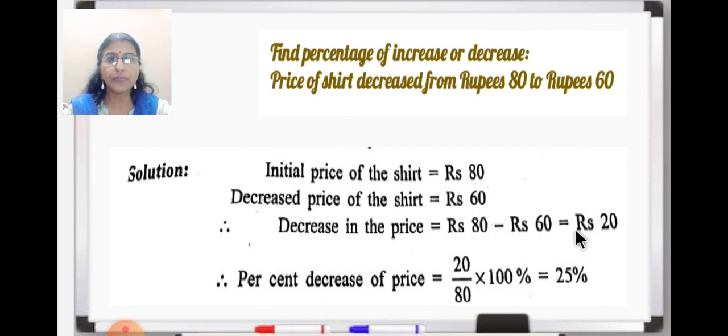Now what you have to do is find the percent decrease of price. So first we'll write the decrease in price in the numerator, that is 20, upon the initial price, which was rupees 80, in the denominator, into 100%. And then you know how to reduce. On reducing, the zeros will be cut. 2 4s are 8, and 100 divided by 4 is 25%. So this way you will get the answer: 25% decrease of price.